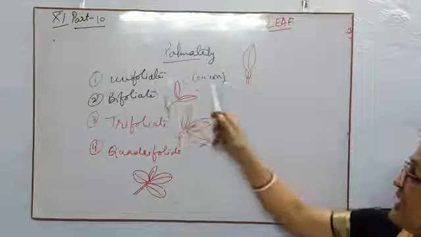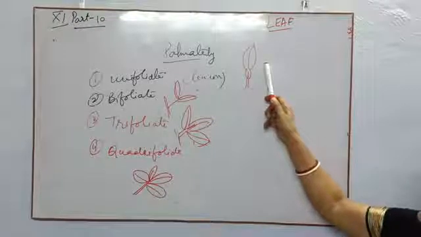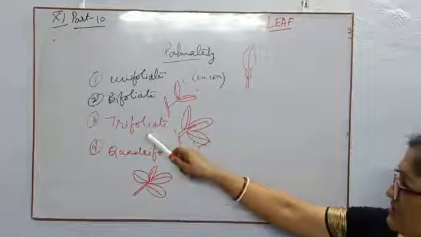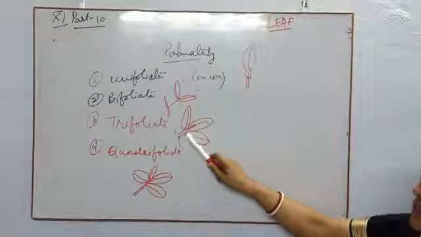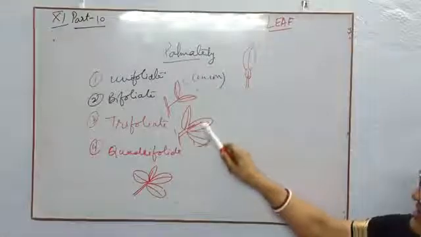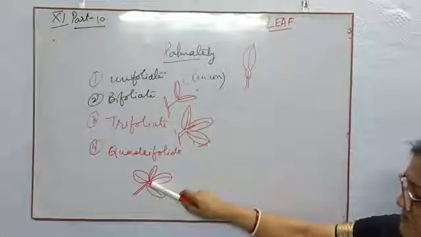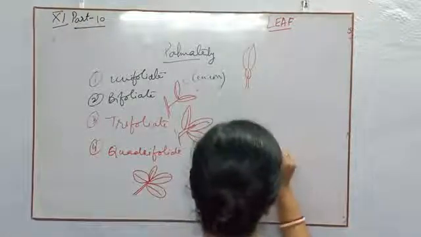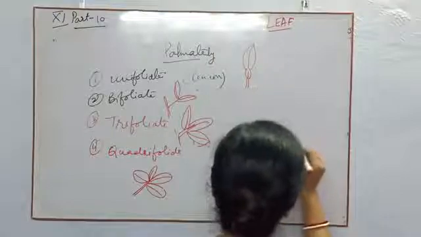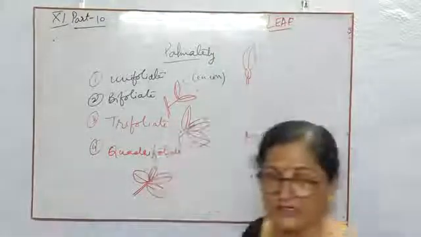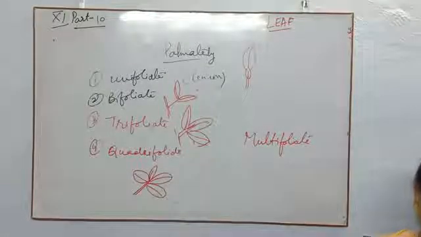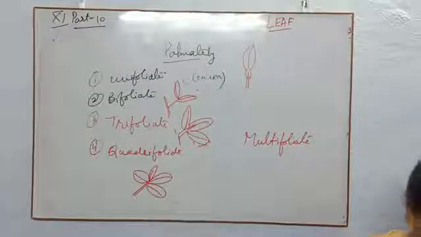If it is unifoliate, having one leaflet on the branch. Bifoliate, there will be two leaflets. Trifoliate, as the name suggests, at one point they have three leaflets. Quadrifoliate, at one point there will be four leaflets. And then multifoliate. Multifoliate means at one point there will be more than 4. For example, I think you have seen in the school, kappa. Kappa is the example of multifoliate. At one point there will be more than 5 leaves.